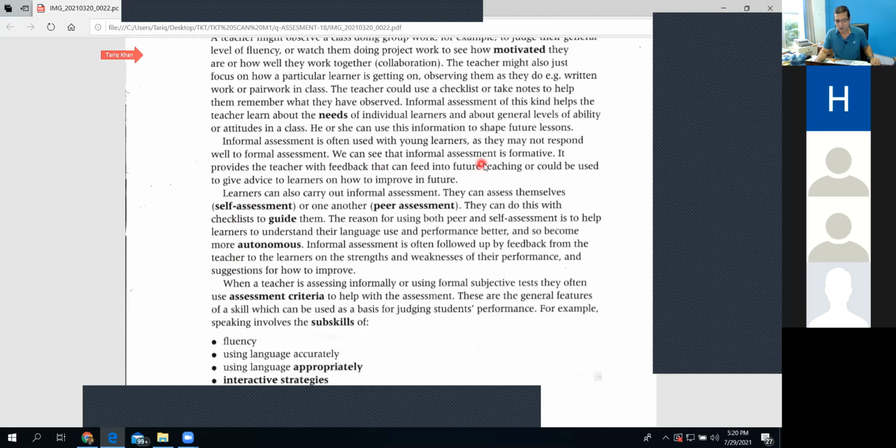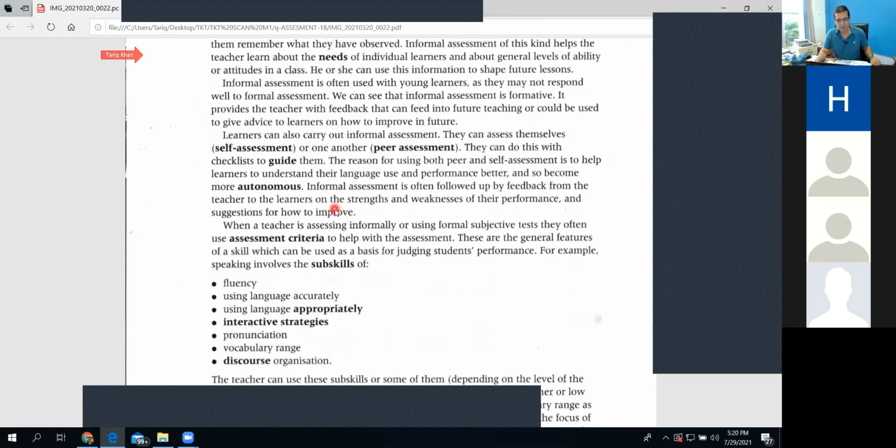We can see that informal assessment is formative. It provides the teacher with feedback that can feed into future teaching or could be used to give advice to learners on how to improve in future. Learners can also carry out informal assessment. How? They can assess themselves, self-assessment, or one another, peer assessment, when one student observes the performance of another. They can do this with checklists to guide them.